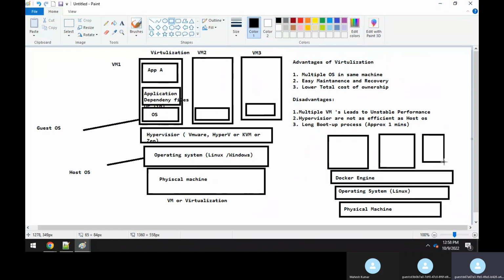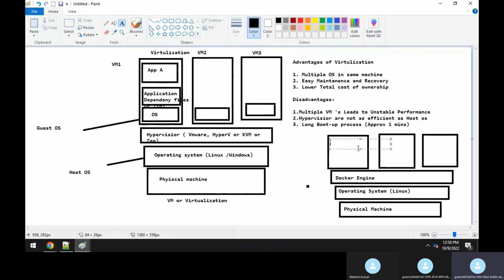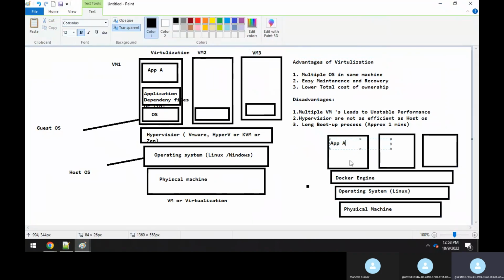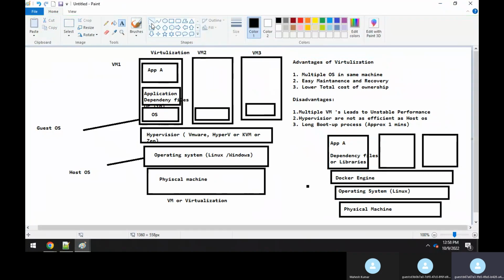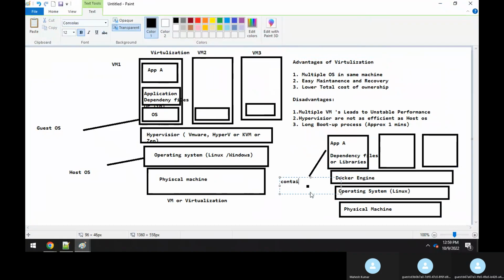So whenever you want to deploy or run any application, we can run an application in a container. This container will have an application, like application A, and the dependencies, the files or libraries, whatever it requires, within this container. This we call a container.